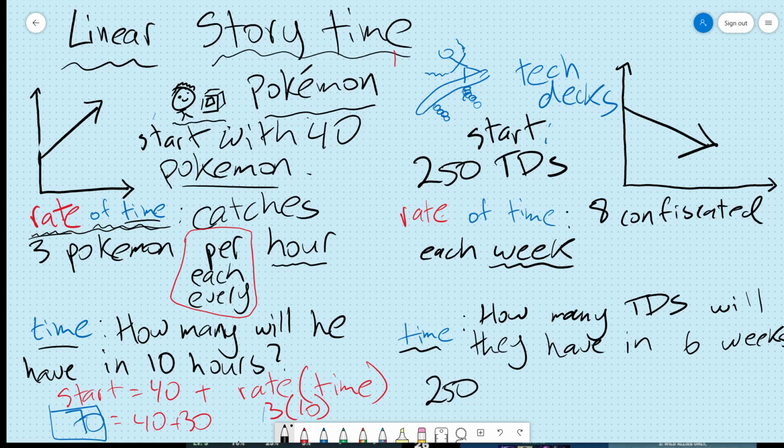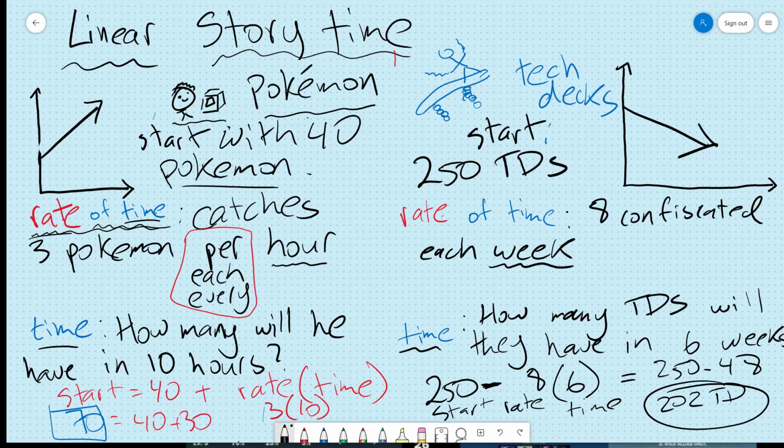And we're going to take our rate of time. Since if it's confiscated, we're going down. So we're not going to add anymore. We're going to subtract. So it's got a negative linear equation. But our rate is still 8. Multiplying with our time, 6. We have 6 weeks. We have our starting amount. And we're adding or subtracting with our rate multiplied with our time. So 250 minus 8 times 6 is 48, and that is going to give me a nice 202. See, you guys still got plenty of tech decks for me to take.